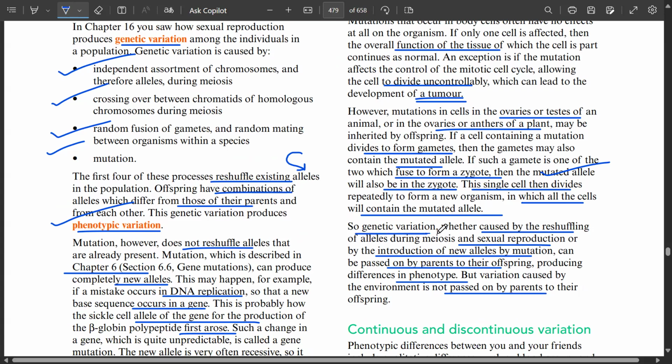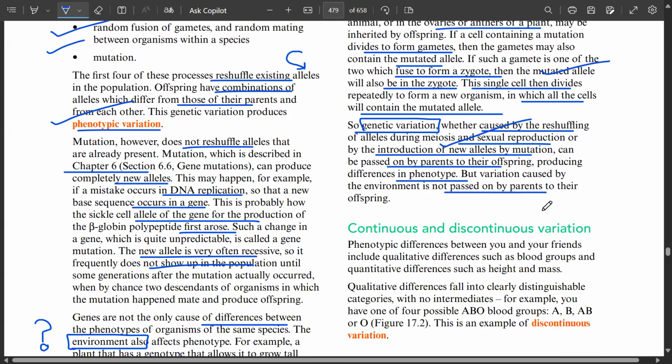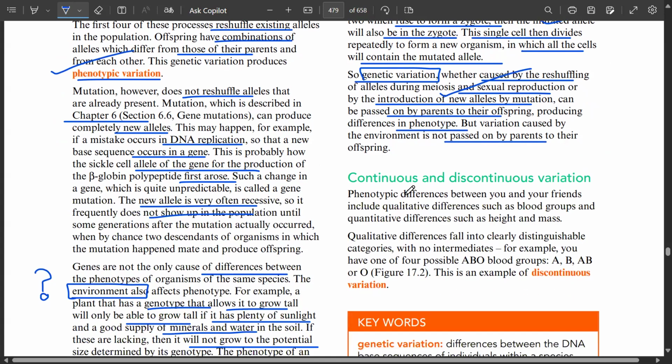Again, genetic variation during meiosis. During sexual reproduction, when reshuffling of these alleles happens during meiosis, they are going to be passed on to their generation. So we have two types of variation, continuous and discontinuous variation.